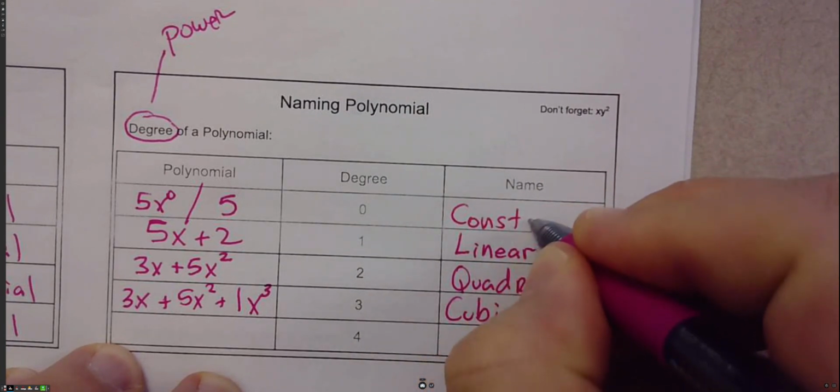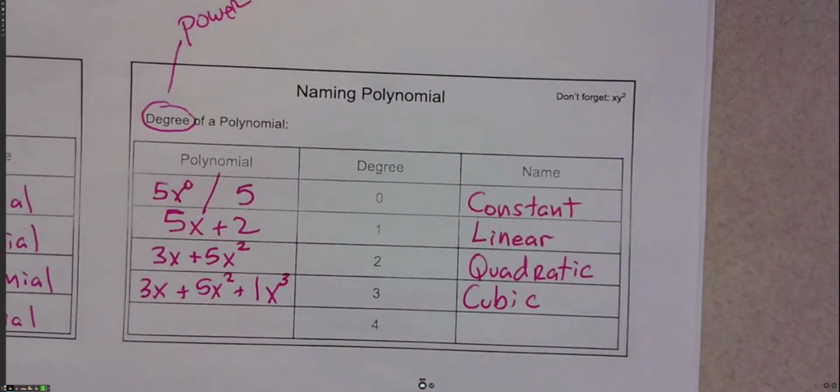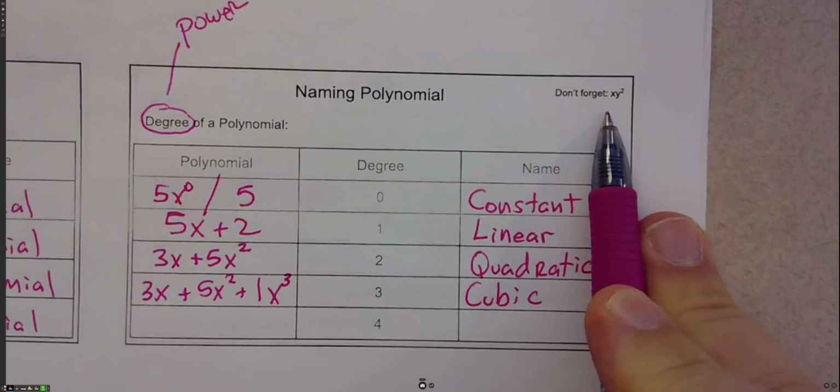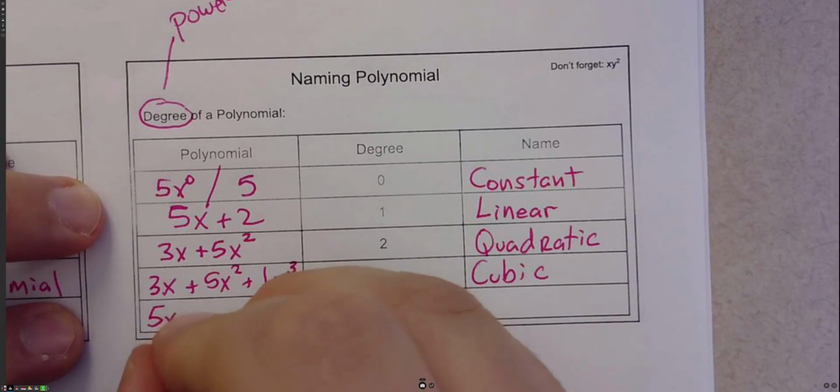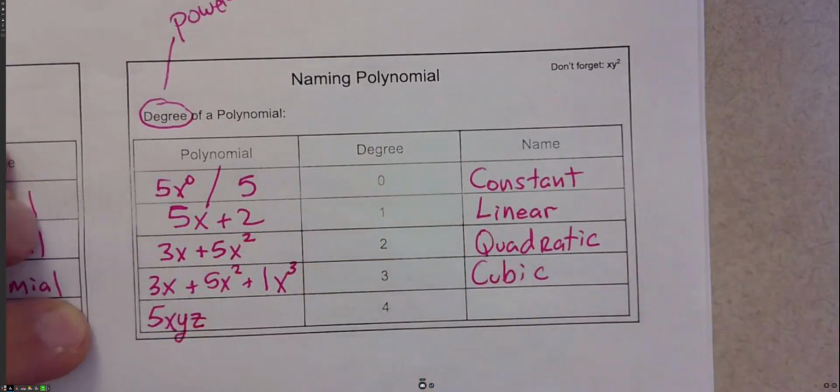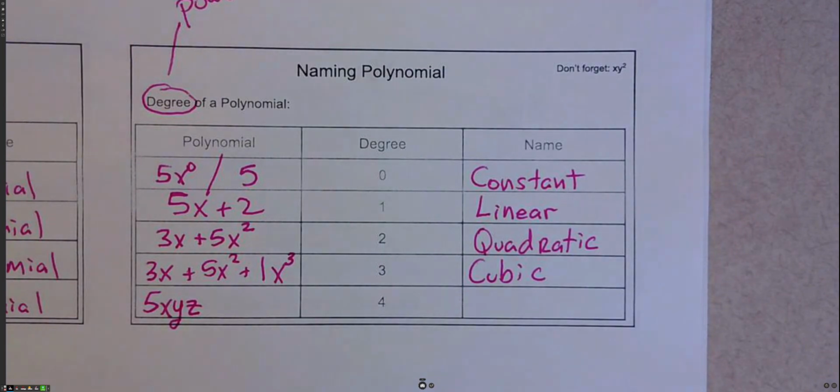Here's where we have to be careful, and I made myself a little note to not forget this. So 5xyz. What degree do you think that is so far? It's 3. Why would that be a degree of 3? Oh, 3 variables.